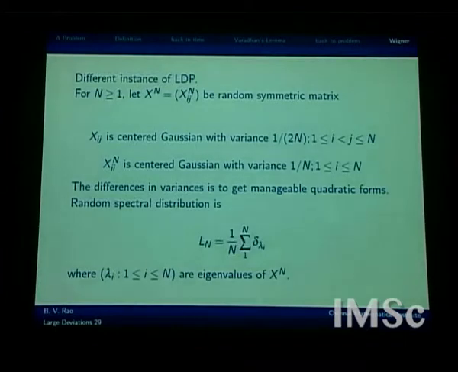Therefore, you have a probability on PR. You denote this probability by mu n. So, mu n is nothing but the distribution of Ln.